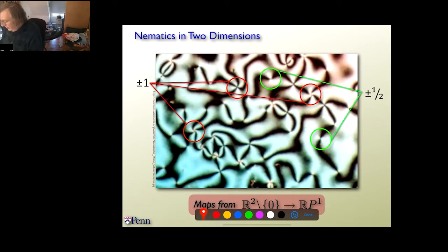So in a liquid crystal, just as the rods, you can see a rod like this, a rod actually generates a line field, not a vector field. And so, in fact, this tells you that the configuration space of the molecules is not the circle, but in fact, it's RP1. Okay.